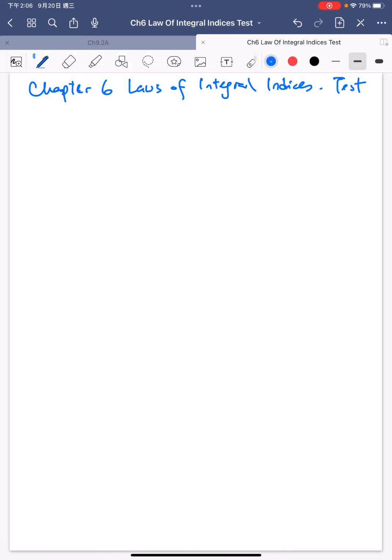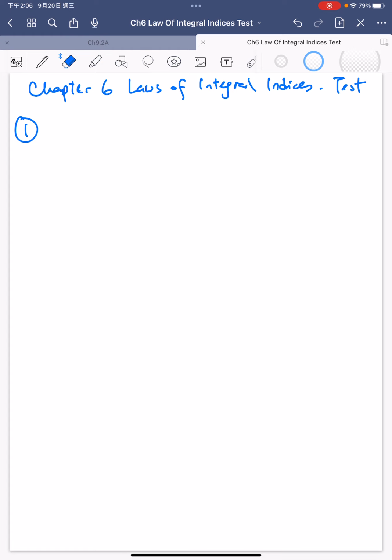Hello guys, in this video we are going to talk about the chapter test of chapter 6, laws of integral indices. So the first question is to simplify each of the following expressions. The main point is to put them into positive indices. A lot of students still give me negative indices, or some of them didn't simplify it.